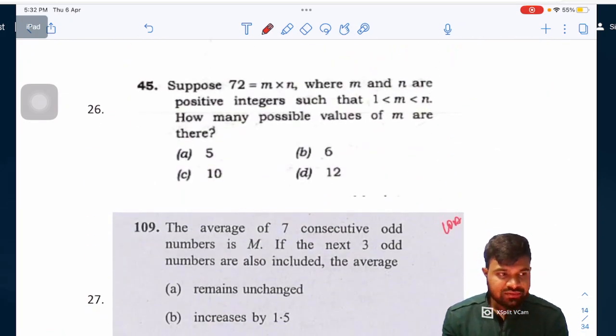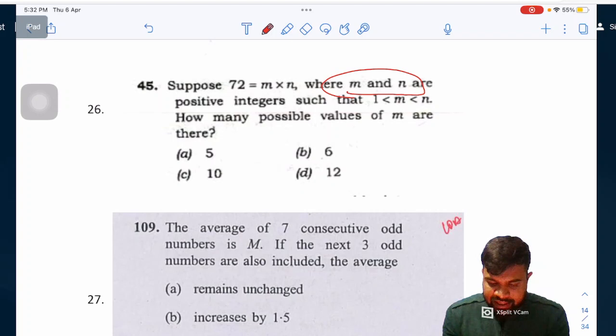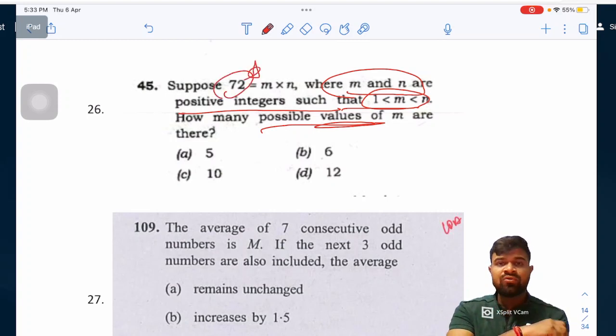Now this question. There are m and n, multiple positive integers that are greater than one. How many possible values of m and n are there? So now what we need to do is break 72 into factors. And I've already told you this was the same question as the similar one with 168.